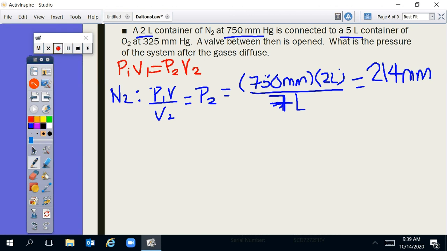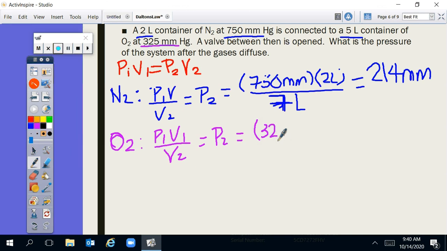Then we'll take oxygen now and do the same thing. We have P1V1 over V2 equals P2. For oxygen, P1 was 325 millimeters, V1 is 5 liters, and once again our total volume is the same, which is 7 liters. And we get a partial pressure for the oxygen now of 232 millimeters.